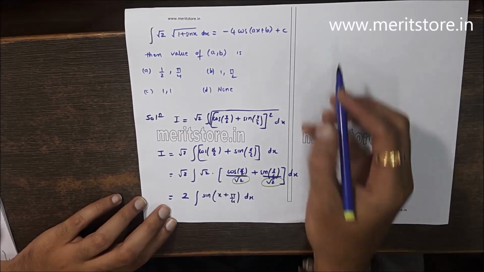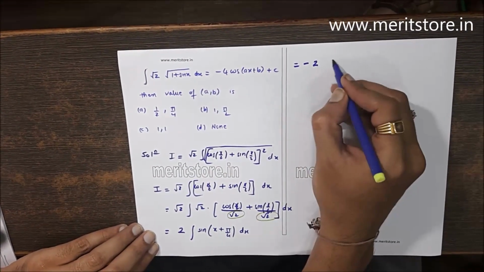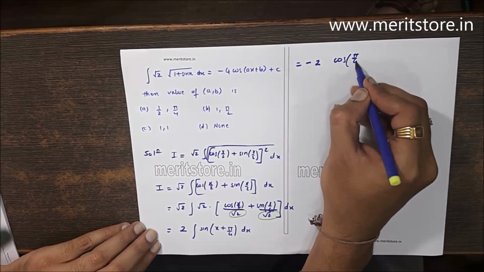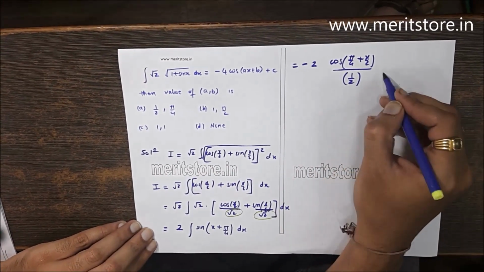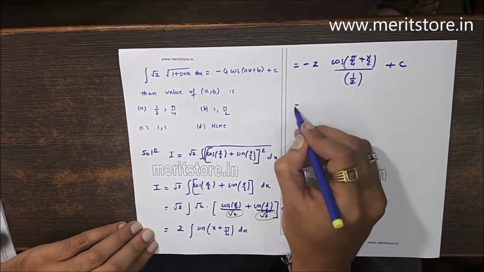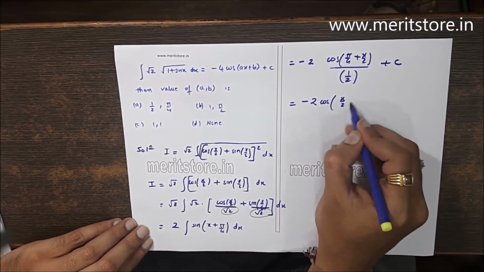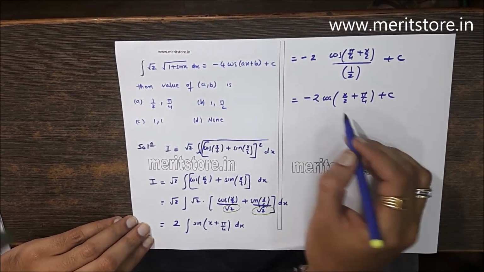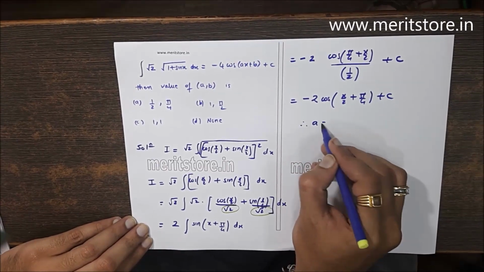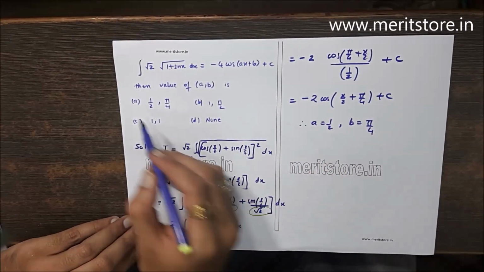Integrating for sine, our answer would be minus 2 cos of pi by 4 plus x by 2 the whole divided by 1 by 2 plus c. Final answer minus 4 cos x by 2 plus pi by 4 plus c. Just interchanging these two values, comparing, I'll get the value of a as half and b as pi by 4, which is our option A.